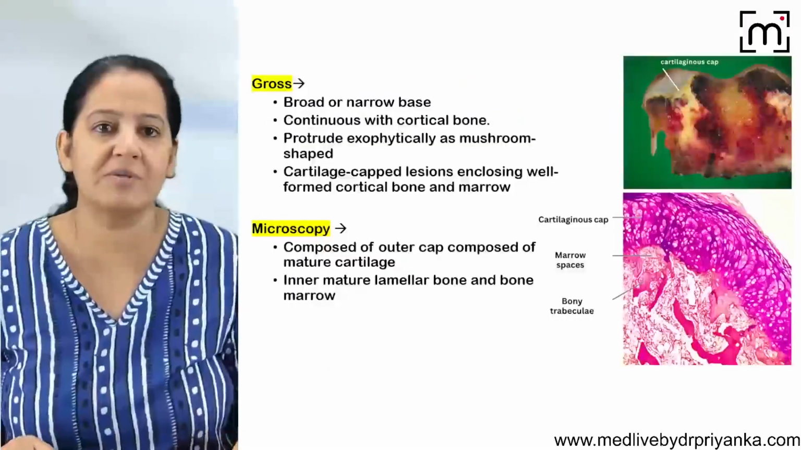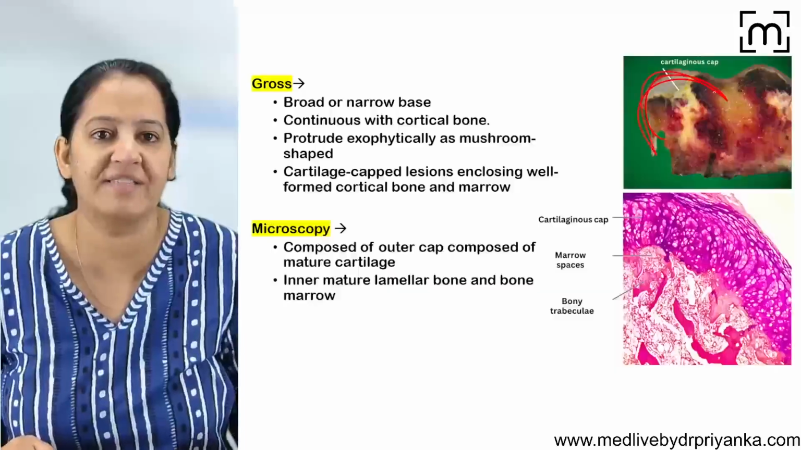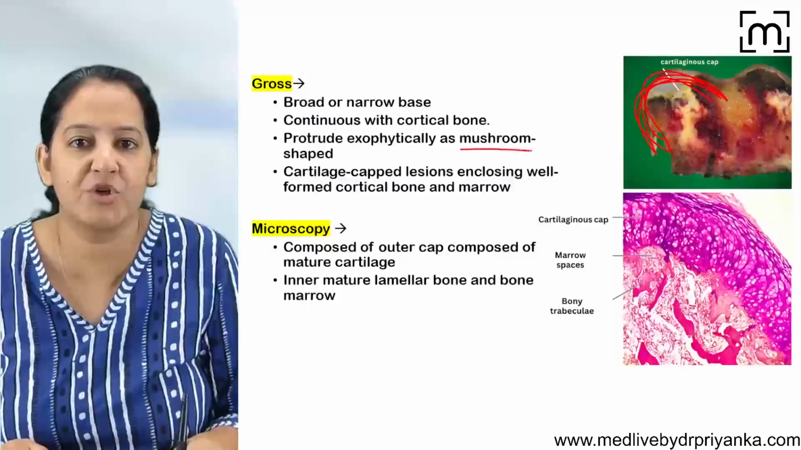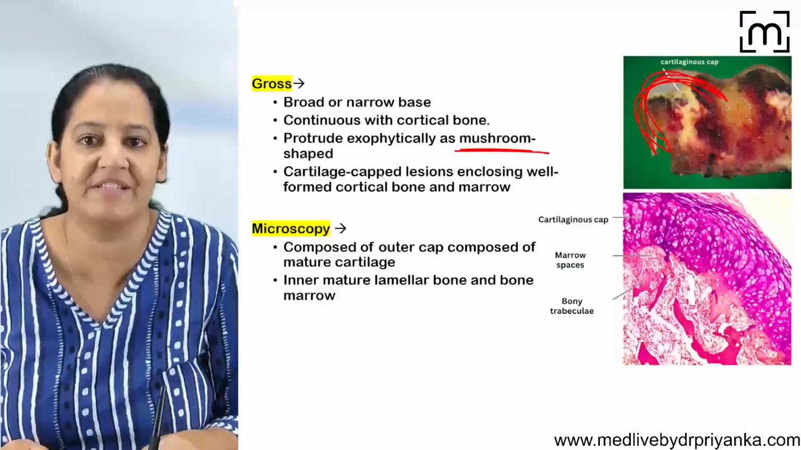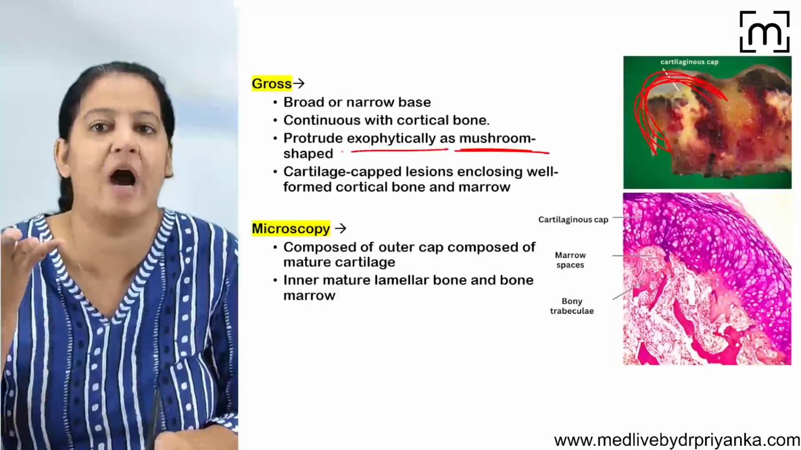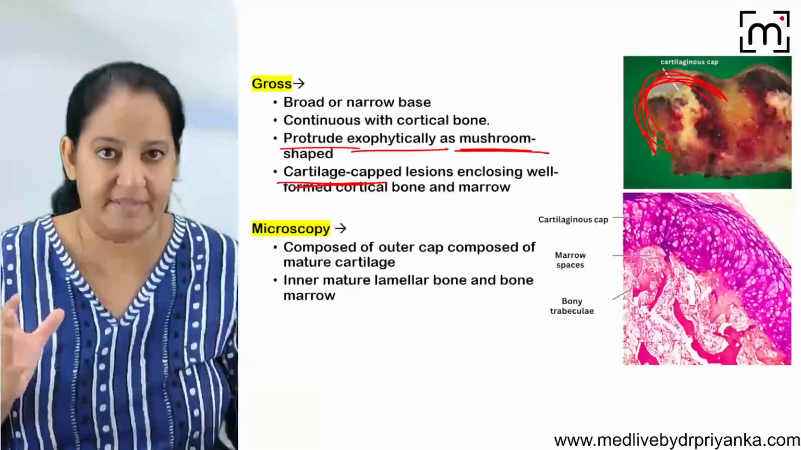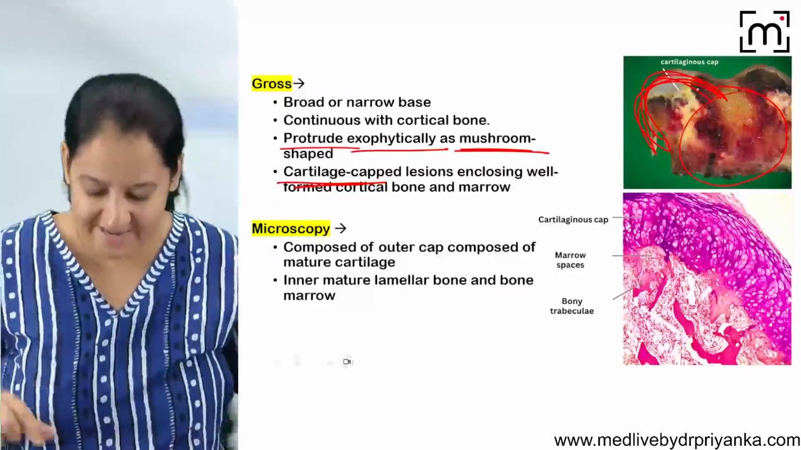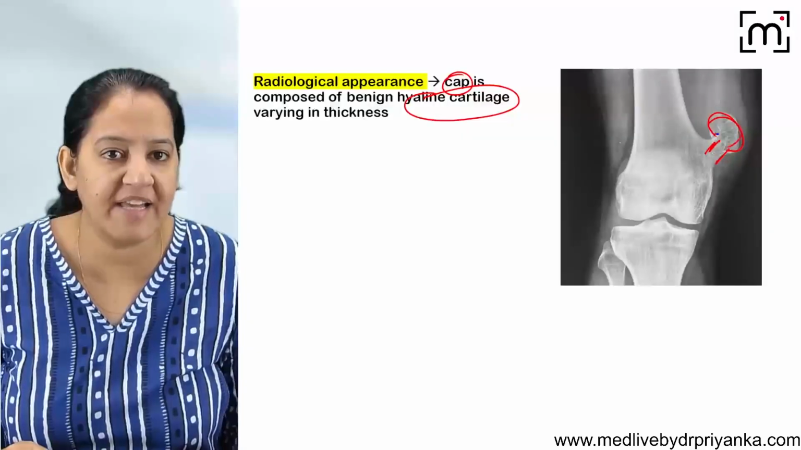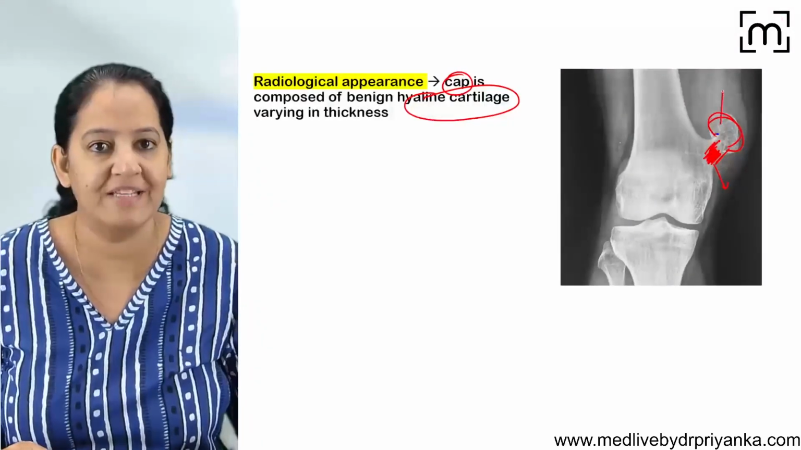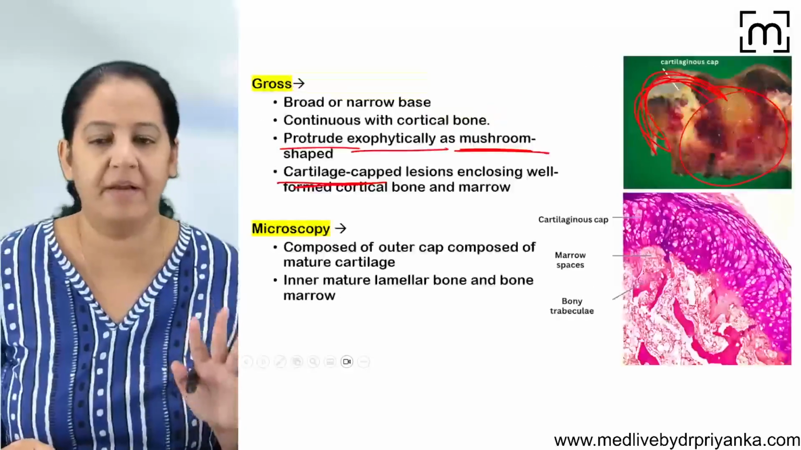Now gross is also the same. You can see the cap. Appreciate the same cap here also, like a protuberance. So you can see it's mushroom shape. Cap is there, which is coming exophytically out. It is protruding out and it is made up of the cartilage. And the center contains the bone. So cap is made up of cartilage, and this central portion contains the lamellar bone, and this portion contains the cartilage. So typical gross is there.